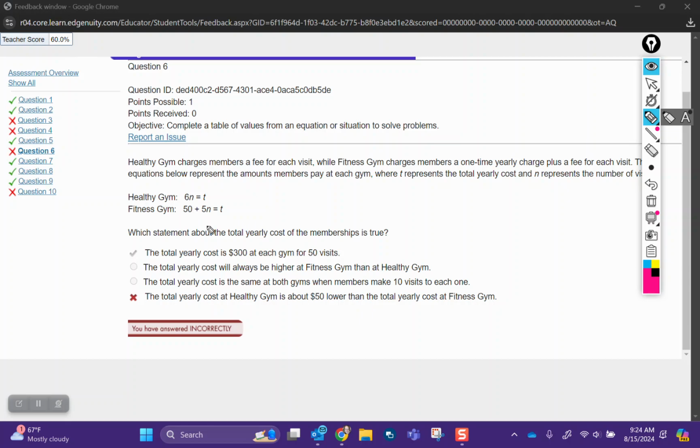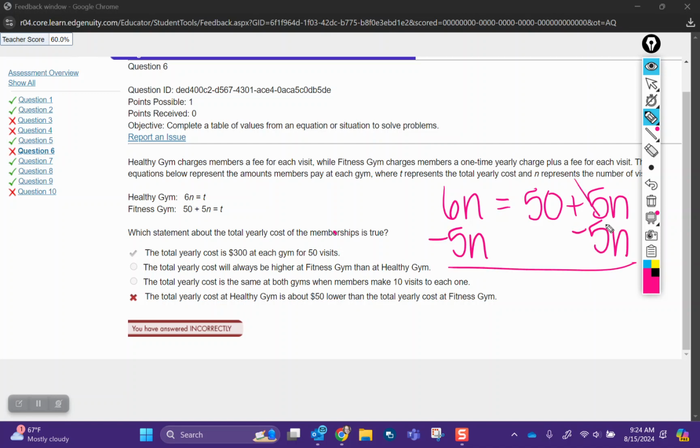When you want to know how many visits until it's the same, we set these two equations equal to each other. So if they both equal T, we can set them equal to each other. 6N equals 50 plus 5N. So we're going to subtract 5N from both sides to get our variable on the same side. And we find that 1N, or just N, equals 50. So at 50 visits, both of these memberships will cost the same amount.